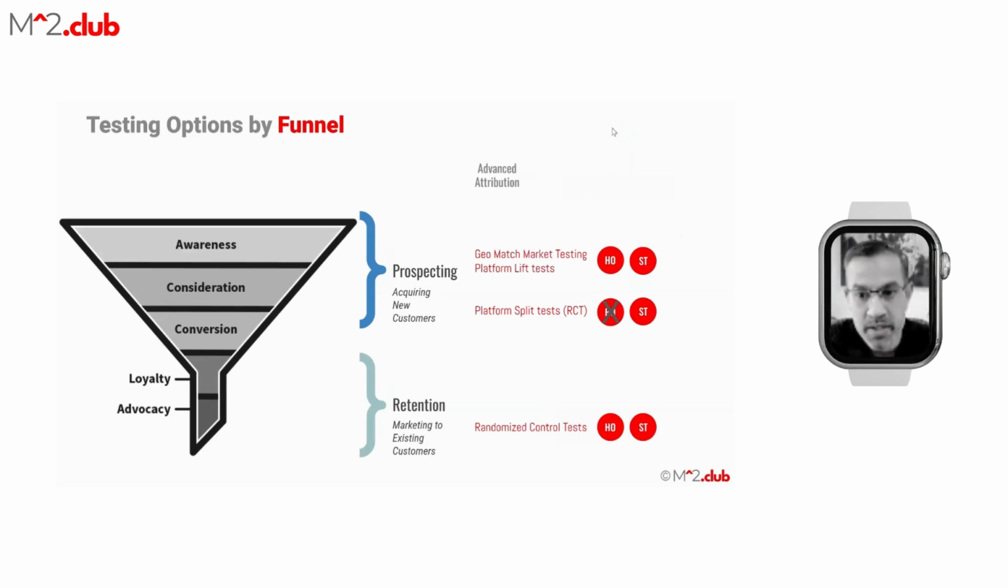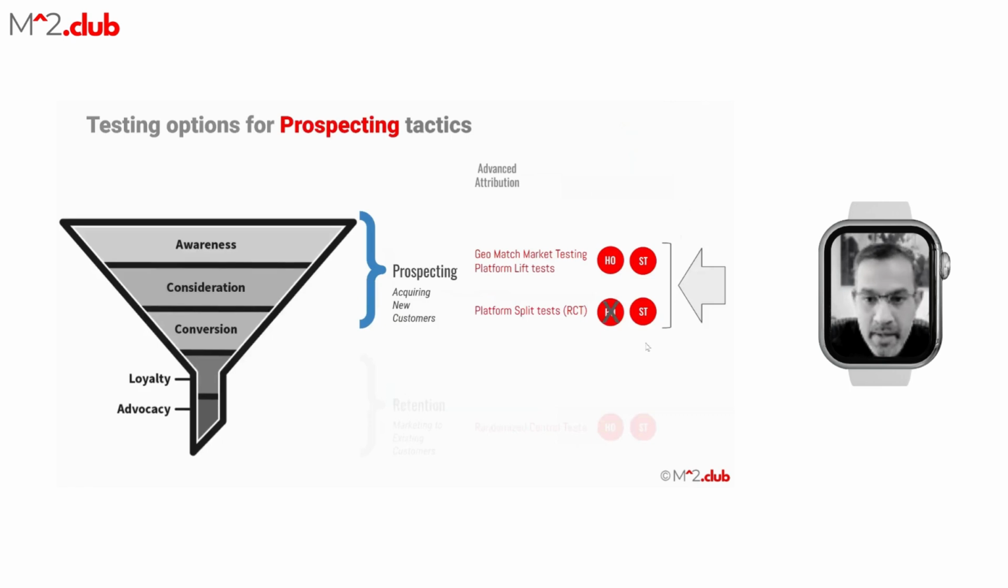What are the different approaches for testing? This is specifically for prospecting: geo-match market testing, platform split tests, and this is randomized control tests for CRM audiences. Okay, so this is for prospecting. So these are the only two types of tests that apply for prospecting. I think we covered a version of this in the primer content.